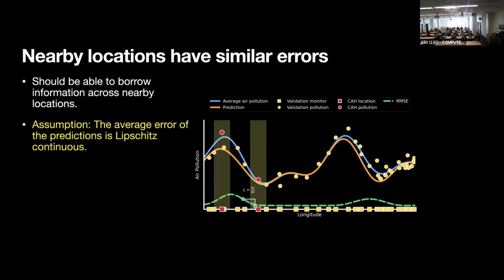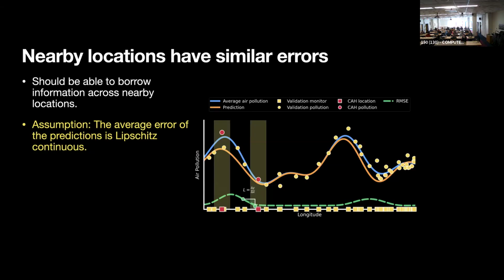The formal assumption we're going to make is that the average error, so in this case the root mean squared error, which is some function of space, varies Lipschitz continuously as a function of space. And all that means is that if you were to move, for example, 1 kilometer in space, then maybe your error in your prediction of air pollution would change by at most some L micrograms per meter cubed.